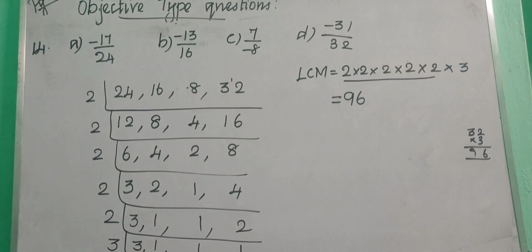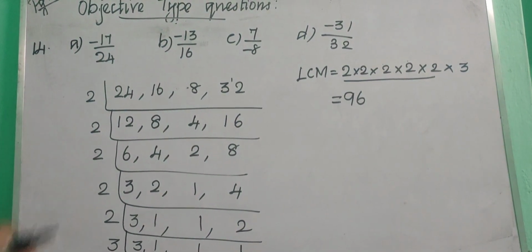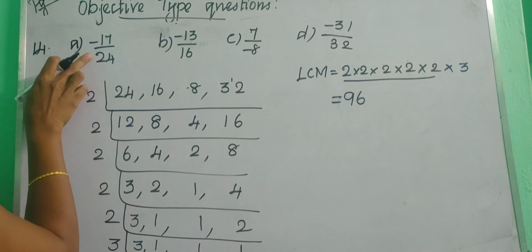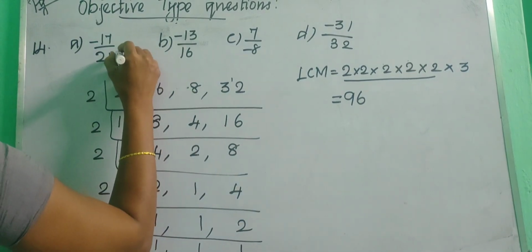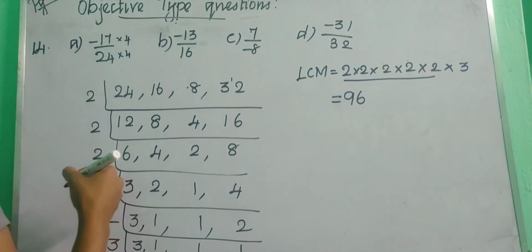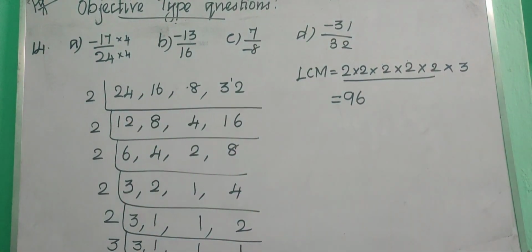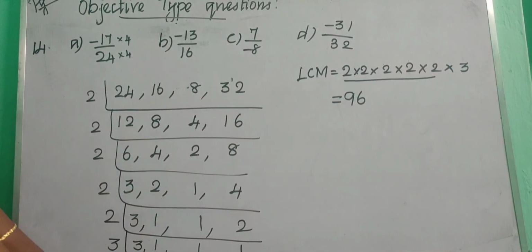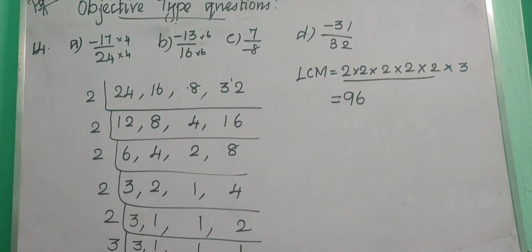So let us find which is greater. Just see this. What will be multiplied with this 24 to get 96? 24 into 4. Okay children, what will be multiplied with this 16 to get 96? With 16 to get 96, it is 6. 16 into 6 is 96. So just multiply by 6 in the numerator as well as in the denominator.